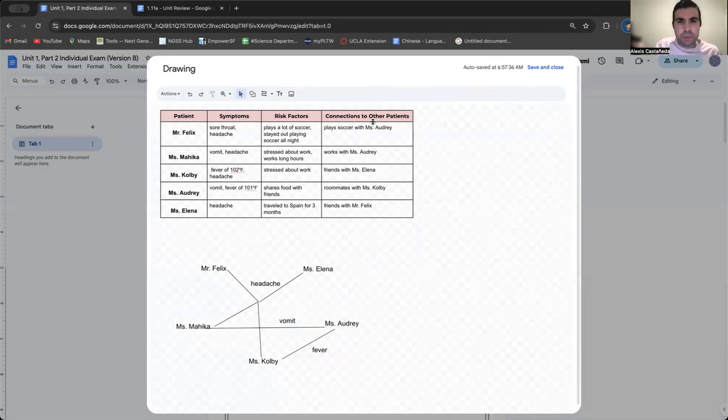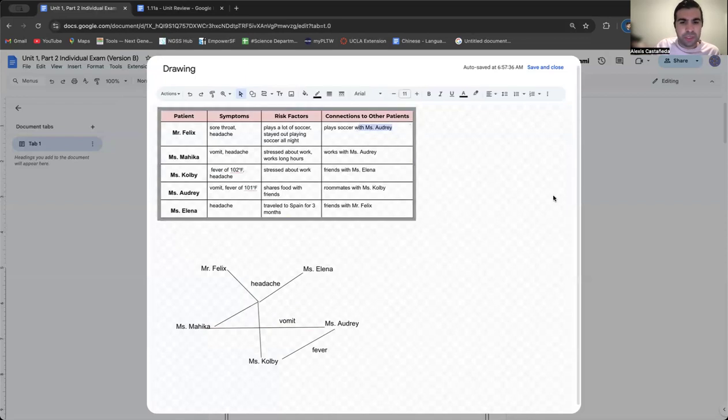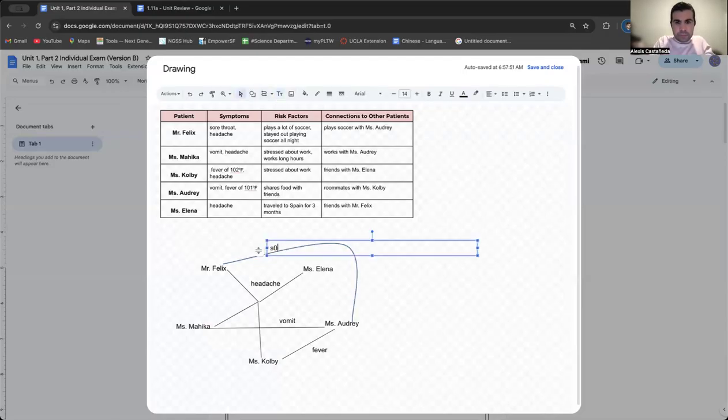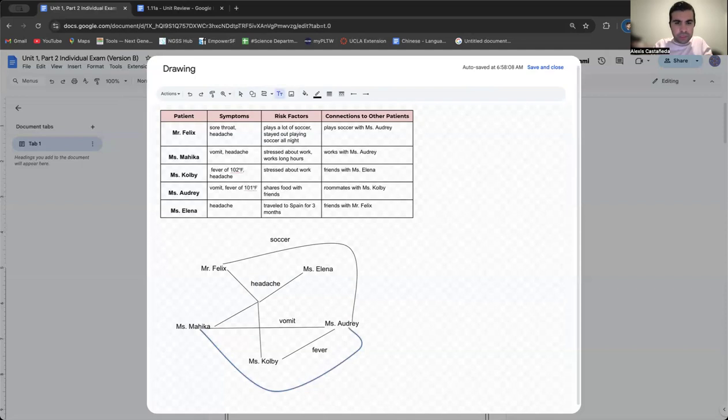So connections to other patients. Mr. Felix plays soccer with Miss Audrey. So I'm going to draw a connection between them and put soccer, because they play soccer together. Okay. Then we have that Miss Mahika works with Miss Audrey. So they work together.